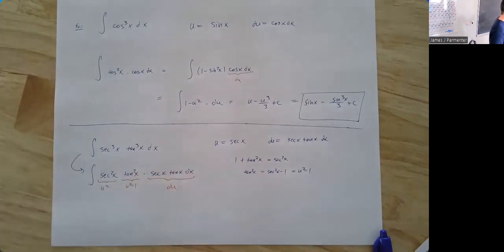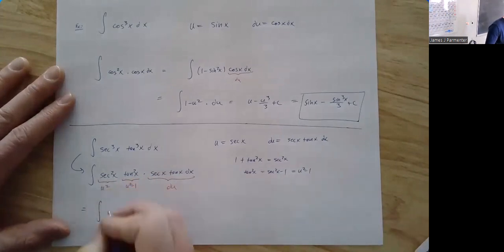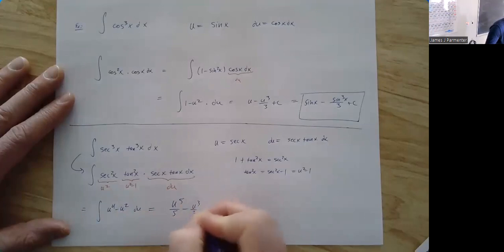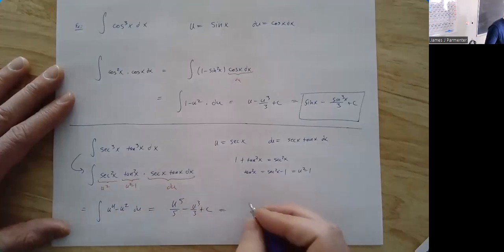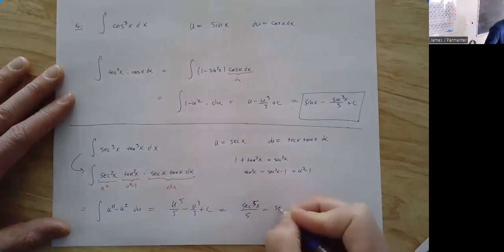Something you'll come to see if you do enough of these problems is that if you have more than 1 term in your answer, the powers differ by 2. So either all your powers are odd or all your powers are even in your answers for these kinds of problems. Here, we end up with the integral of u squared times u squared minus 1, which is u to the 4th minus u squared du. Integrate. Plug back in, u equal to secant, so you get secant to the 5th x over 5 minus secant cubed x over 3.